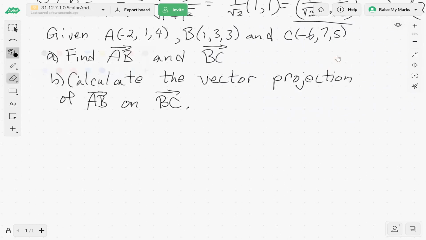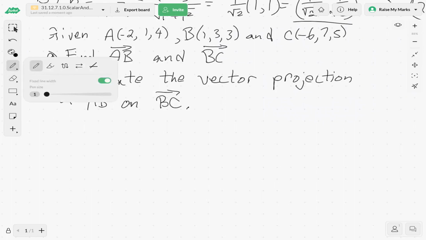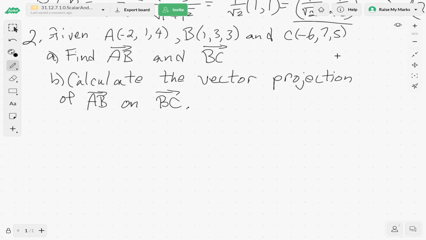Okay. So given these 3 points, A, B, and C, we're asked to find the vectors AB and BC. And we're asked to calculate the vector projection of AB on BC. Okay, so let's start with the first one.